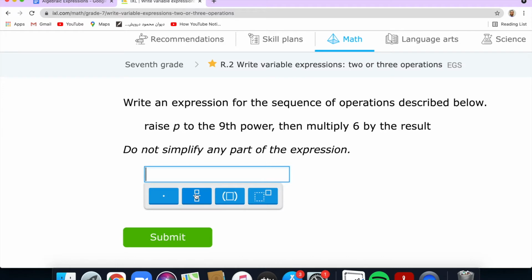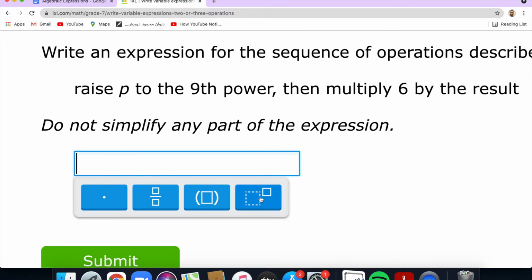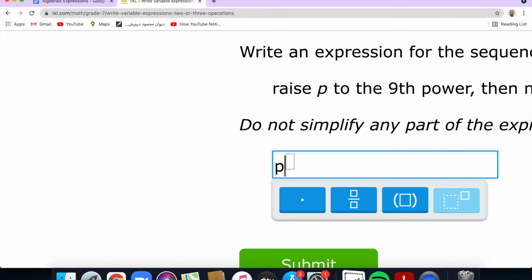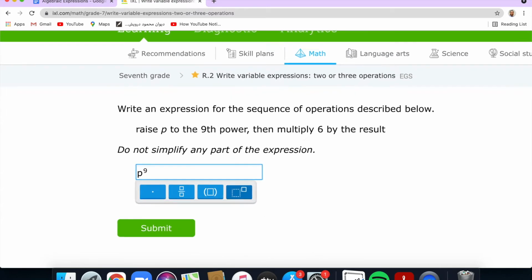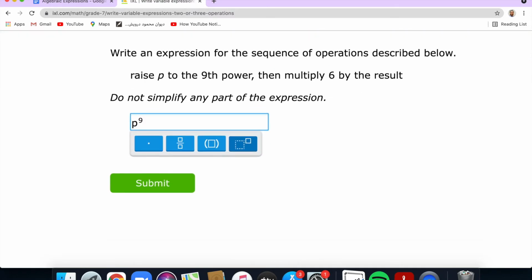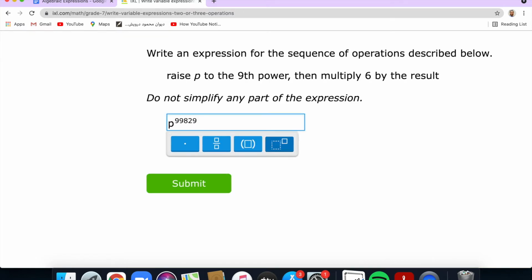Raise p to the 9th power. So p is the base. So I should use this button. So p. Then when you go to the power, to the 9th power, so 9. So p to the power 9. Then don't keep on writing next to it. So you need to go down. So either you click here or you click on the right arrow.